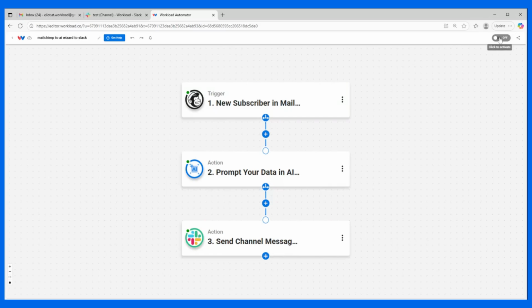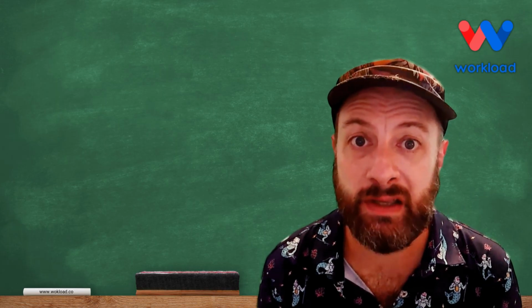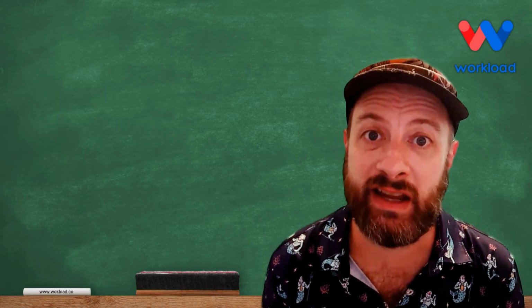And now every time I have a new subscriber in Mailchimp, the AI wizard will properly format that data so it can be sent as a channel message in Slack. That's how you can use Workload to build a workflow that'll take your new subscriber information from Mailchimp and send it as a channel message in Slack.